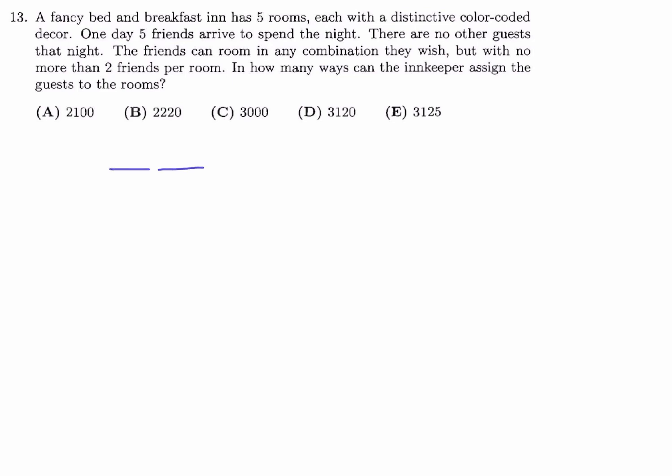We have 5 rooms. 1, 2, 3, 4, 5. Room 1, room 2, room 3, and room 4 and 5. Now, there's a few ways, right? The first way is if you just have 1 friend in each room like that. That's pretty straightforward. 5 choices for the first room, 5 friends, so one of those 5. Then 4 choices for the second room, 3 choices, 2 choices, then 1. So that's pretty straightforward. That gives you 120.